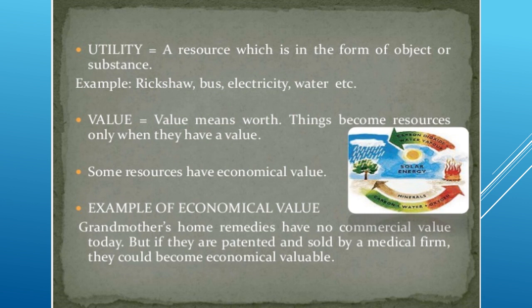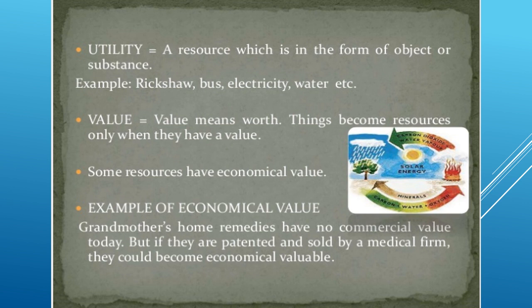The second characteristic or second feature of a resource is that every resource must have a value. Things only become resources when they have a value to us. Mobile may have a value for us but may not have a value for poor people. So mobile is a resource for me but not for poor people. So a resource which has a value for us only becomes a resource for us.